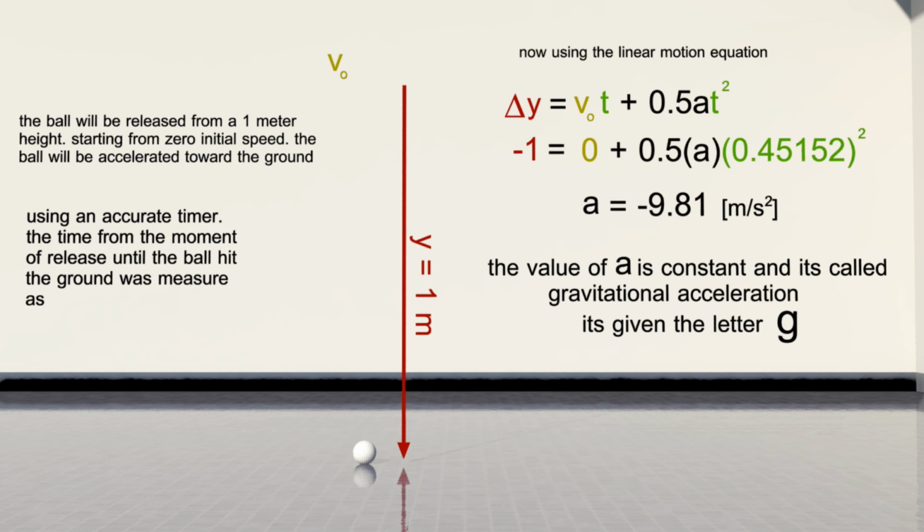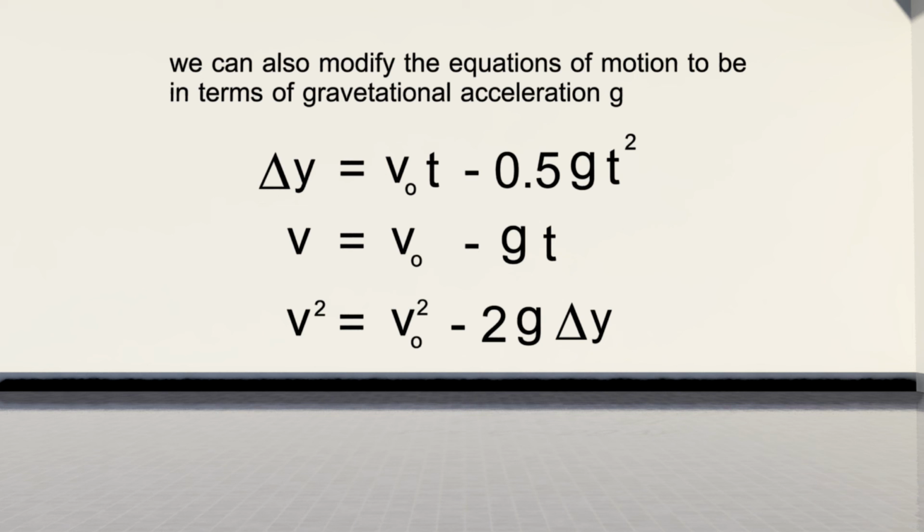Now we can modify the three equations of motion by replacing the acceleration a with negative g. So now we have the three equations of free falling.